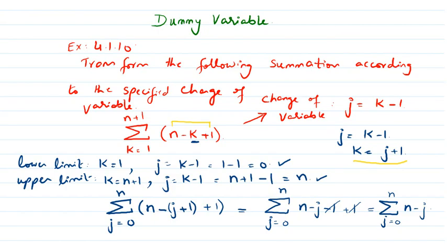So this is the summation that is being transformed according to the specified change of variable, right? So the new summation is going to start from 0, it is going to end at n, and finally it is applied over a term that is n minus j, right? Okay, ji. Now let's start a new topic here, that is product notation.